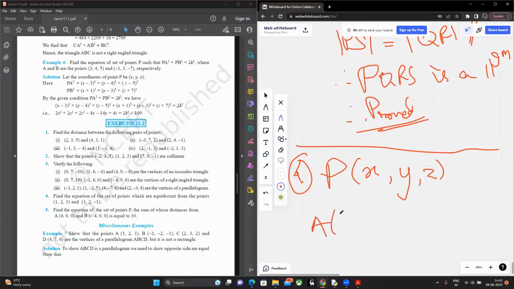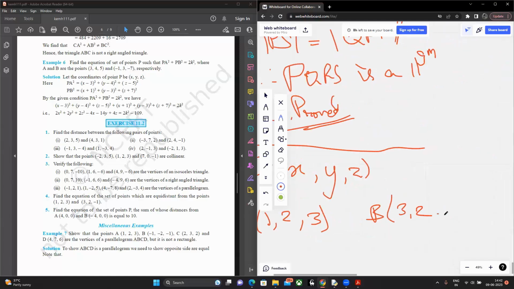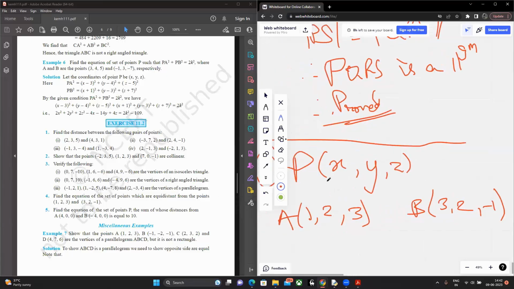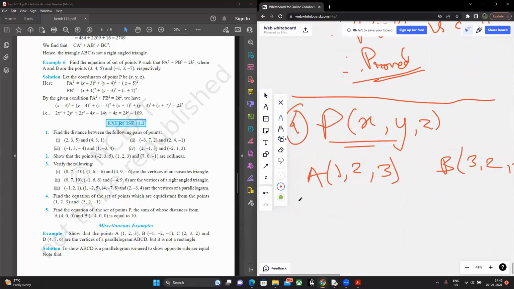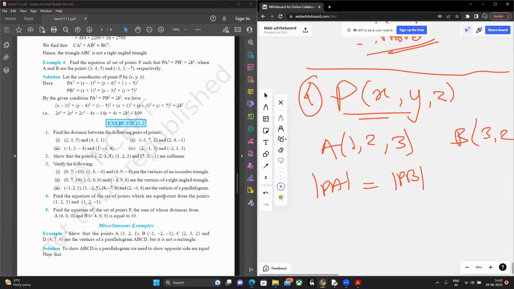The 2 points A and B are (1, 2, 3) and (3, 2, -1). Now you are asked for the equation of the set of points which are equidistant from these two points, which is basically asking for the locus of the points P. You are given that mod PA is equal to mod PB. On the Cartesian plane, just figure out what this equation represents.